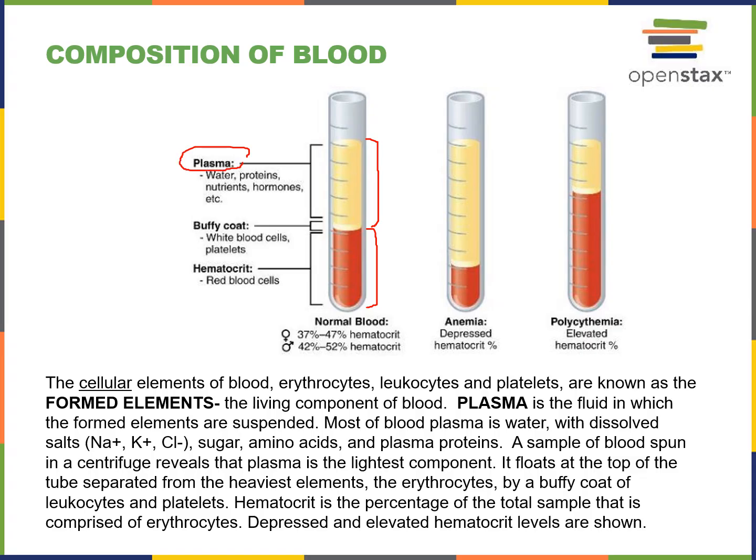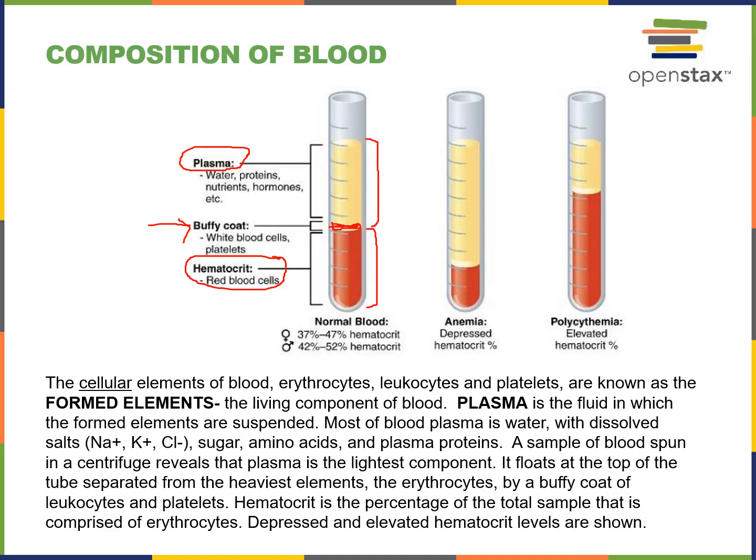So we have plasma, then we have a portion that contains only red cells, and between these two is what is called the buffy coat. And the buffy coat is where we find white blood cells and platelets, and you can see that just as a very narrow band, sort of whitish in color there.